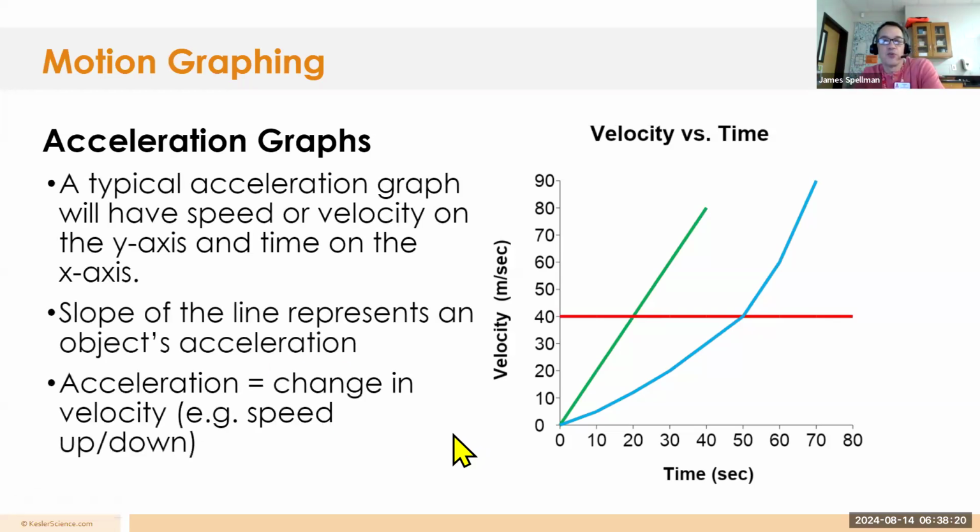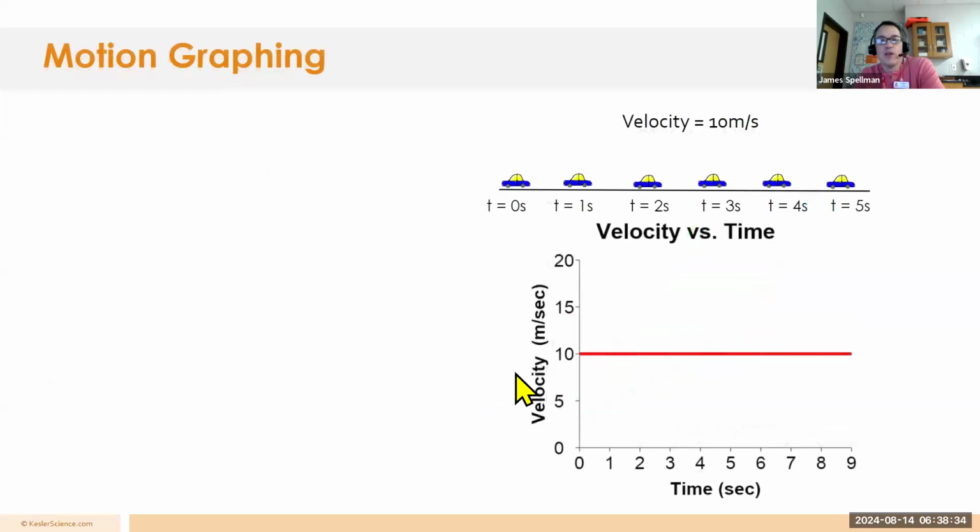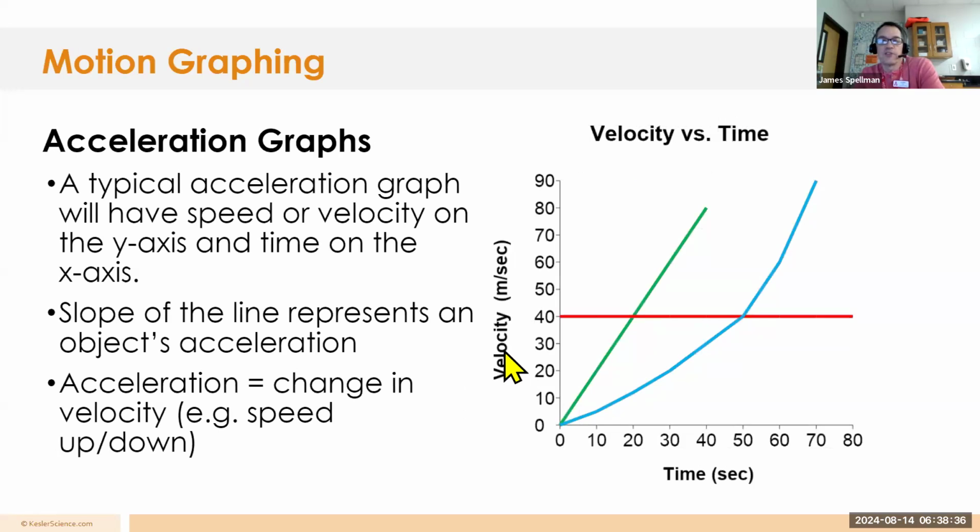Okay, so if we look at each of the three lines on this graph, we want to interpret what's happening with this. So again, acceleration is a change in the velocity. That's the word we'll start using. We're going to move on to acceleration, because if we change our speed, that's what we're doing. All right, so we're going to look at each of these three lines and just say what's going on with each one of them.